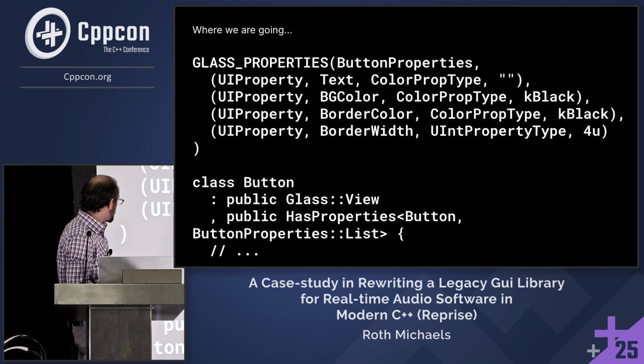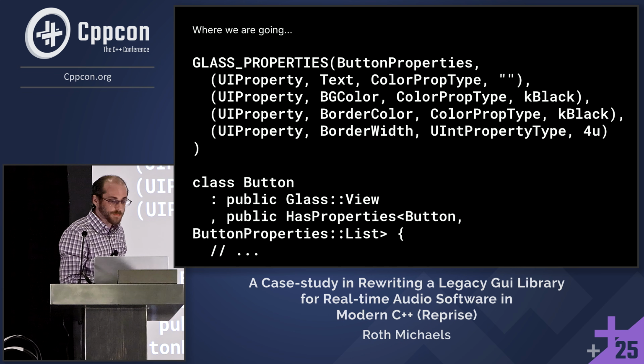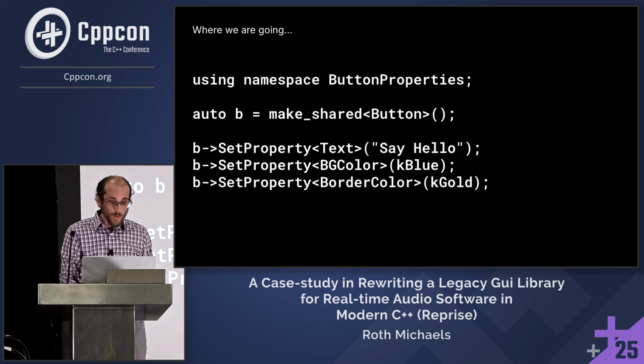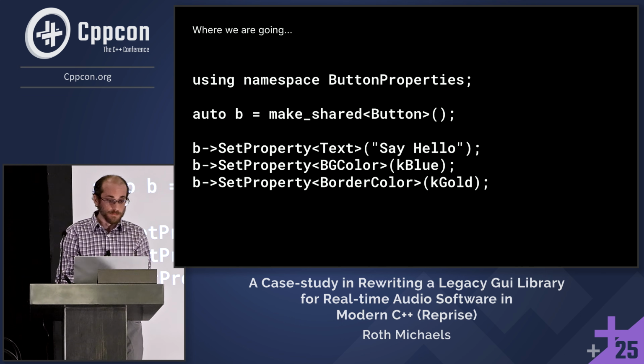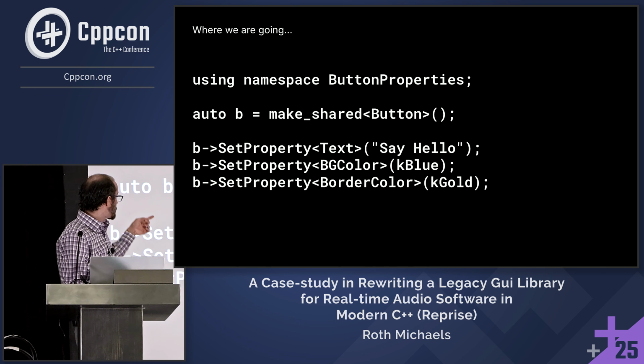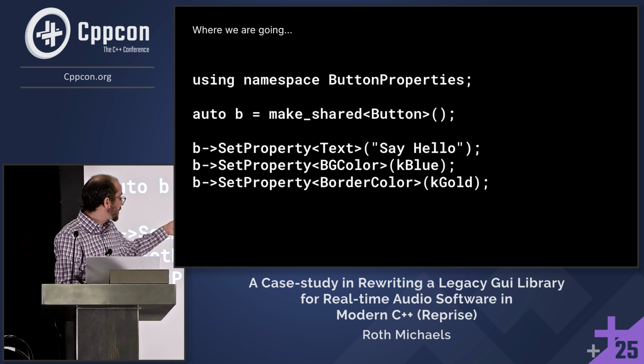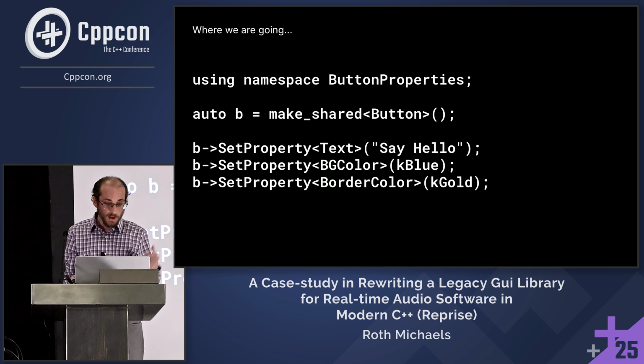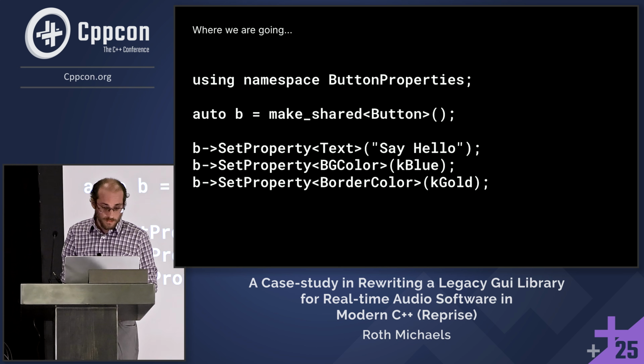We're saying these are the properties that something has, and then applying those properties to a button. And we'd use them something like this. We can make a button, and then this button will automatically have set property methods that can be templated on these various properties that were described here in this declaration.